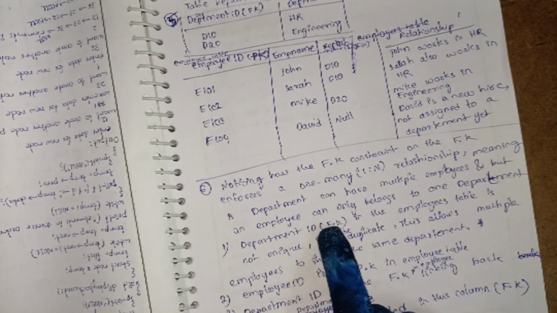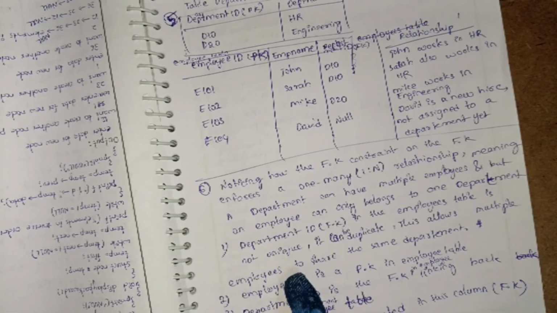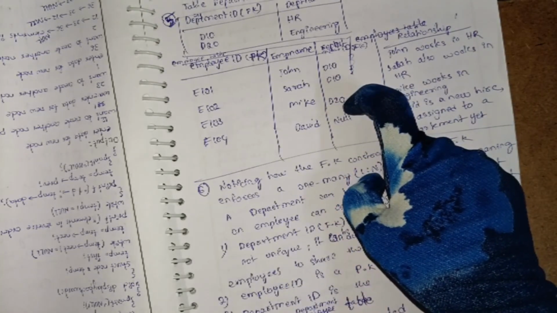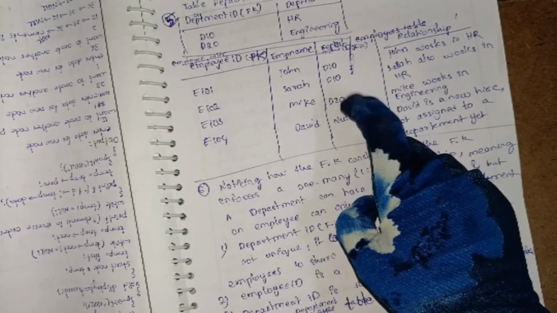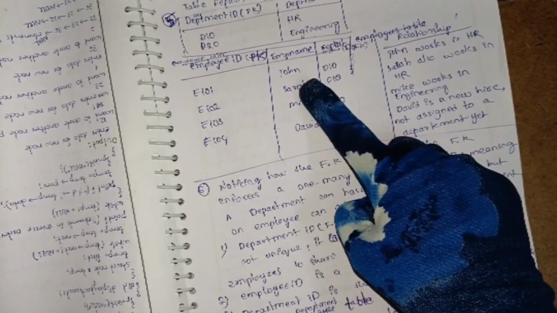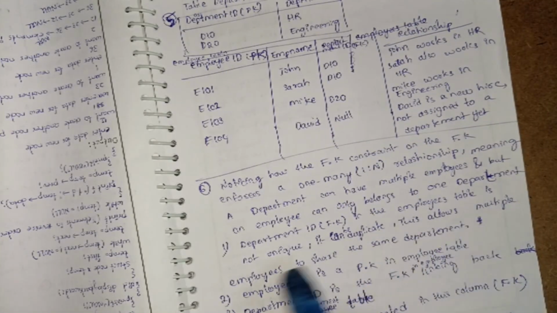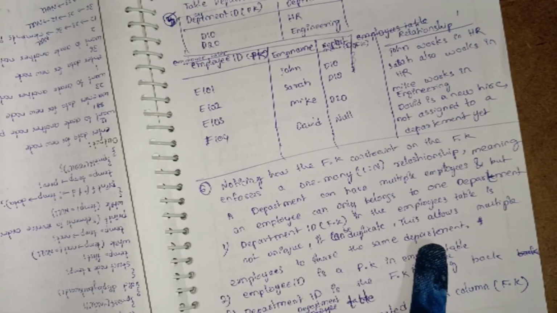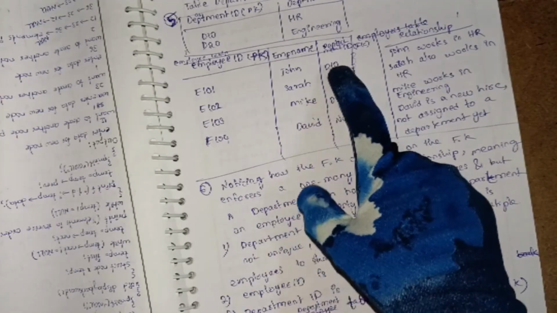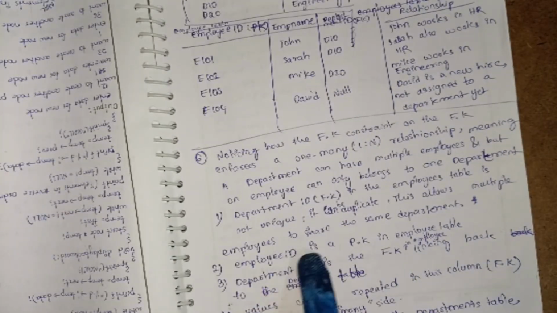Then department ID, the foreign key in the employee table, is not unique. These values are not unique. They are repeated to form the one-to-many relationship, and they can be duplicates. This allows multiple employees to share the same department. So John and Sarah are the two employees who share the same department, D10.